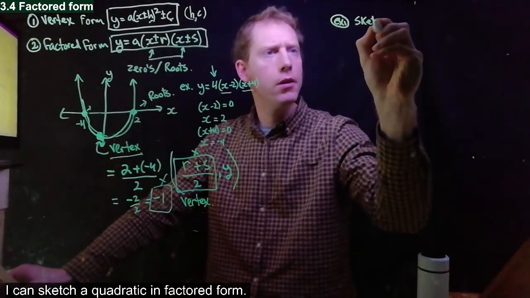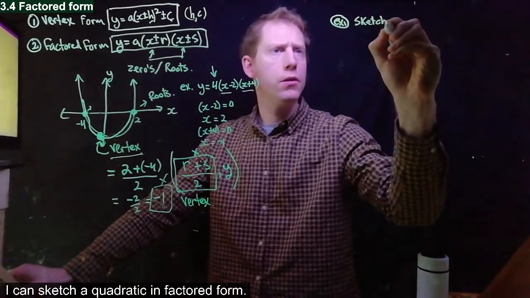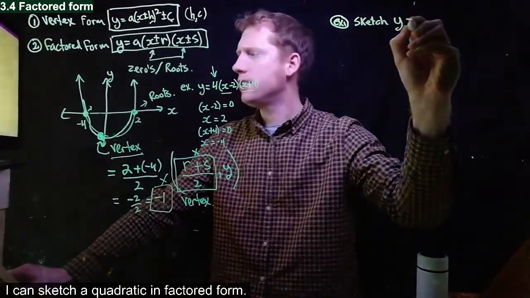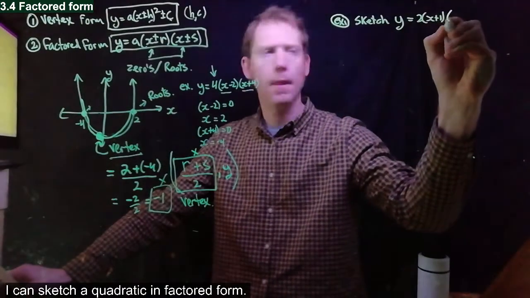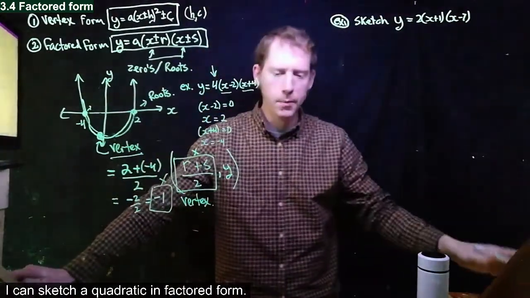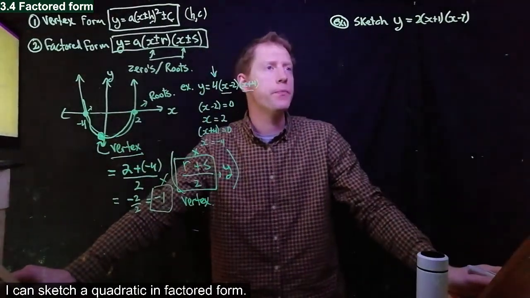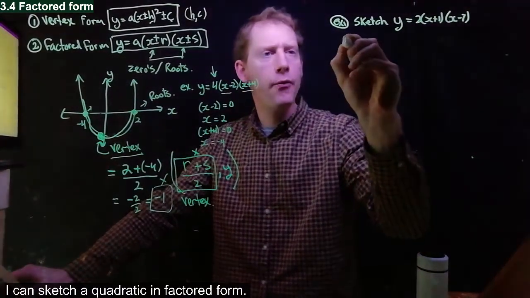sketch y is equal to 2 times (x plus 1) times (x minus 7). That's the problem that we have to do. Sketch this. The first thing that you're going to do, step 1, find the zeros.